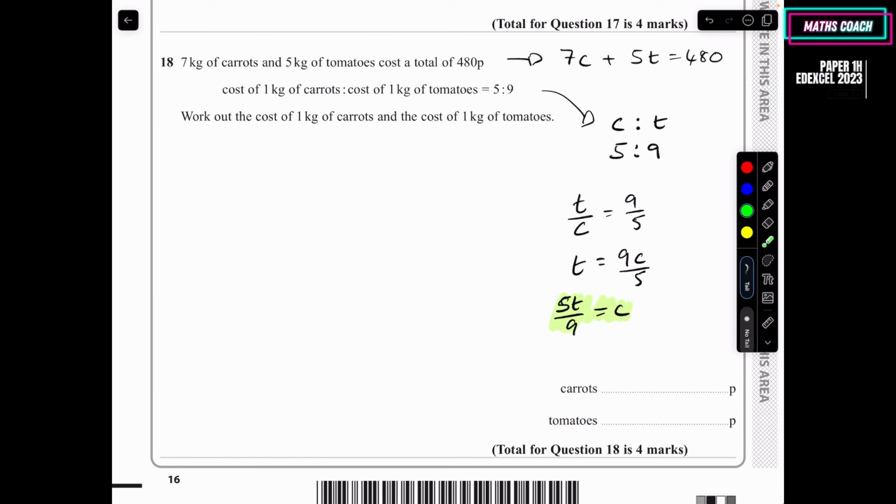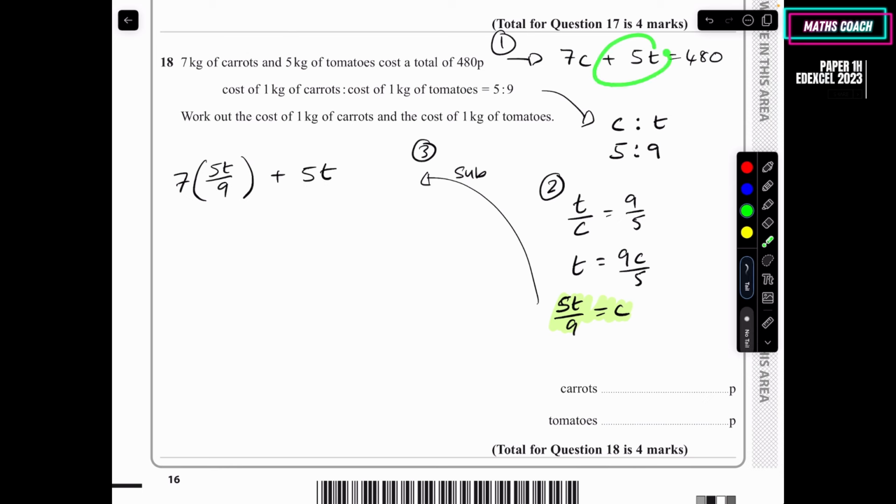What I'm going to do with my c is substitute it into that c. So this is our sub step. Let's call this step number 1, this step number 2, and now we're doing step number 3 to sub it in. So we've got 7 bracket, and our c is 5t over 9, plus 5t itself from here, equal to 480p. I won't forget that. So 7 times 5 is 35 over 9, so 35 over 9t plus 5t equals 480.